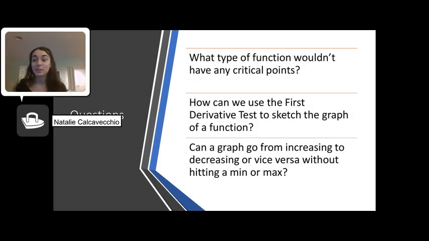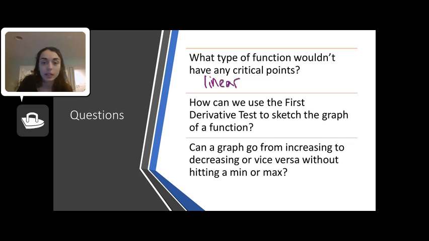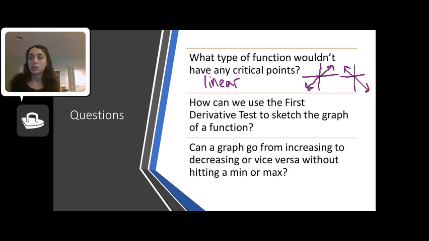Okay, class, we're just going to answer some questions together on the material that we learned today. So, what type of function wouldn't have any critical points? What does everyone think? Yes, Maya. Okay, so Maya said a linear function. That's very good. So any linear function that has either a positive or negative slope will not have any critical points, right? Because the slope will never equal 0 or be undefined. And there will also be no mins and maxes because there are no critical points. That's great. Okay, next question.